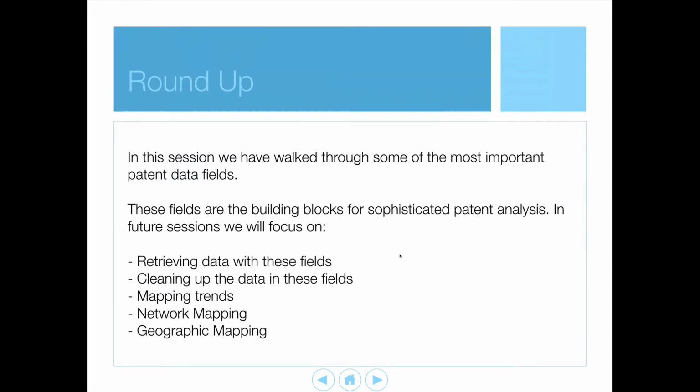So, to round up, what we've done in this session is we've walked through some of the most important of the patent data fields. In practice, those fields are the building blocks for sophisticated patent analysis. So what we're going to do in future sessions is focus on retrieving data with these fields. Then we're going to clean up that data. We're going to map trends. We're going to map networks. And then we're going to finish off with geographic mapping.